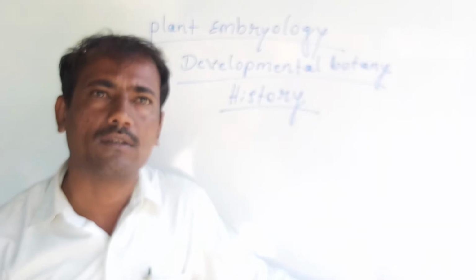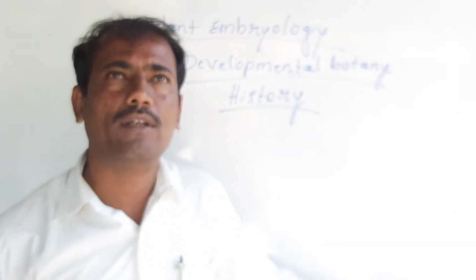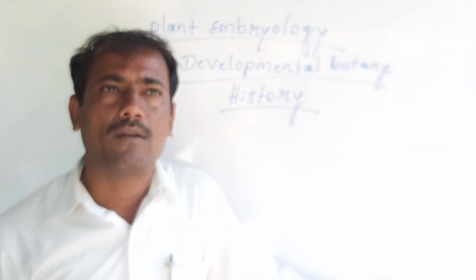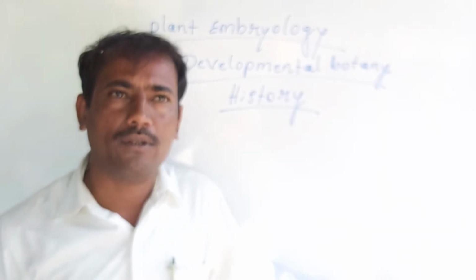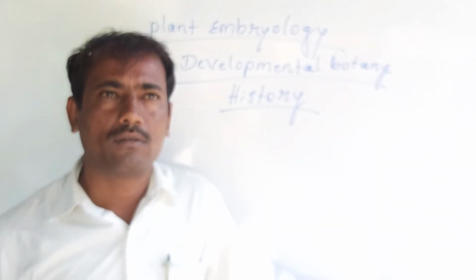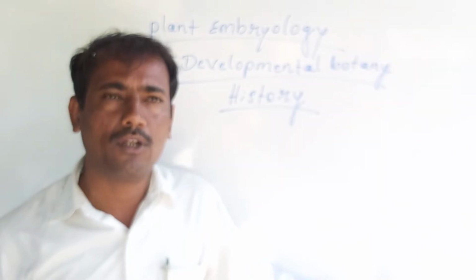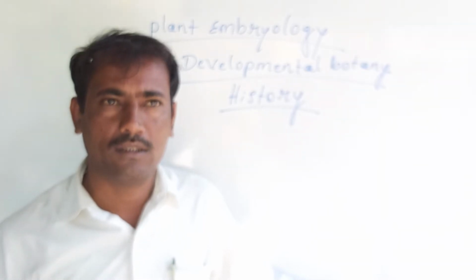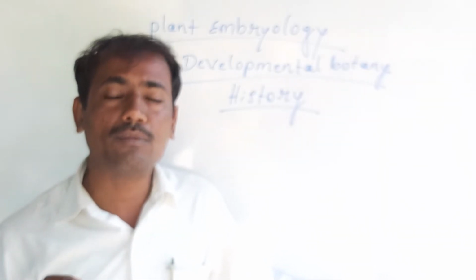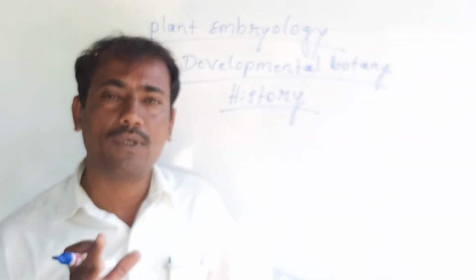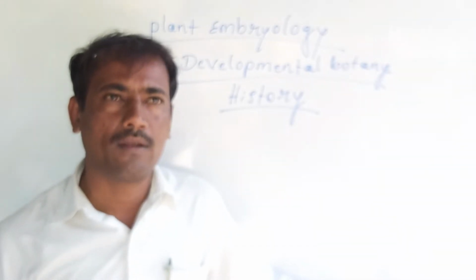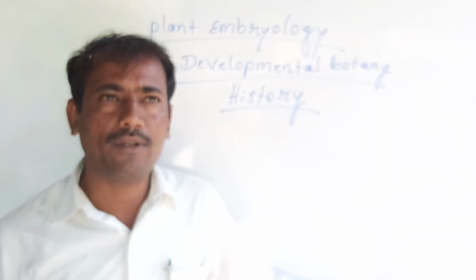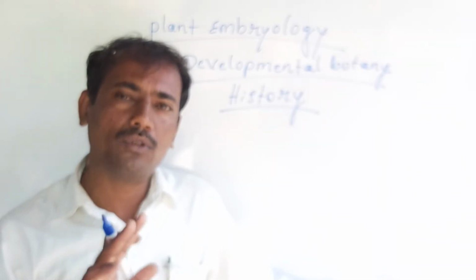Several workers did very hard work in knowing about the growth and development of the embryo in various plants. Several scientists have contributed a lot in understanding how embryo development occurs in different plants. Higher angiosperms are further divided into dicotyledons and monocotyledons. They have studied the growth and development of the embryo in both groups of plants.